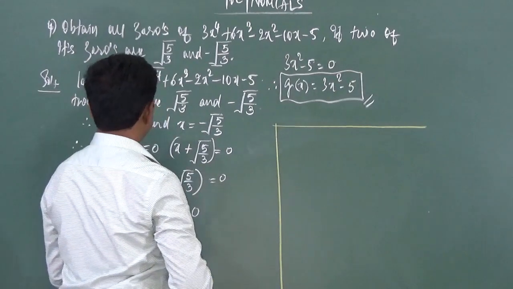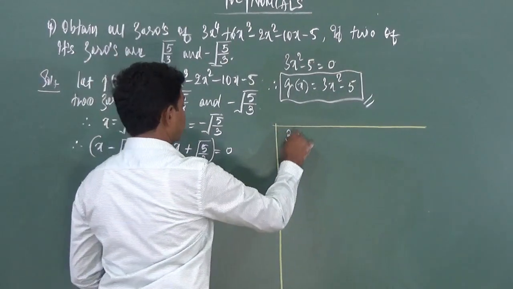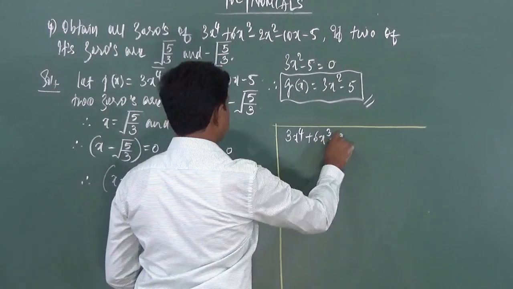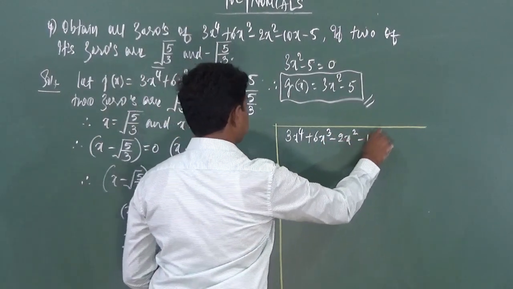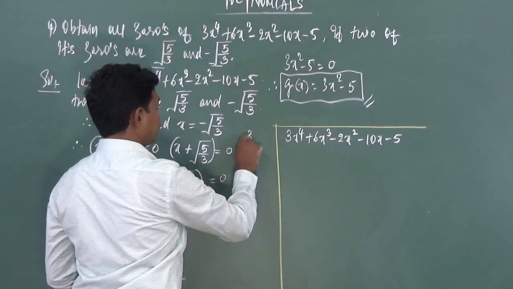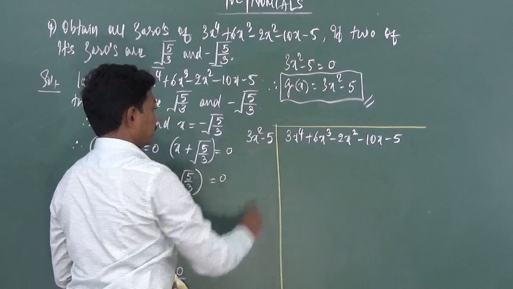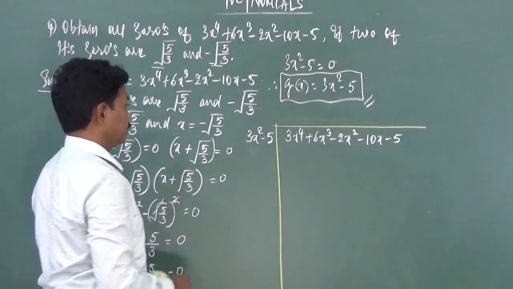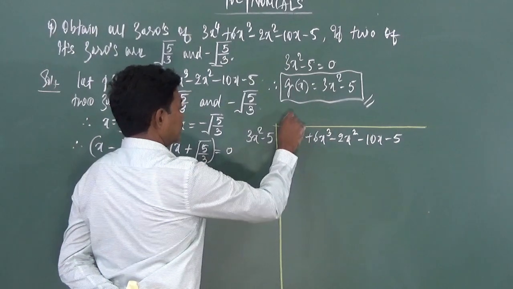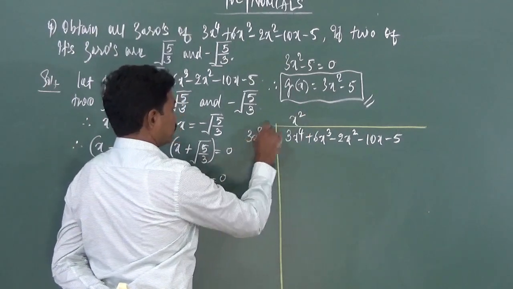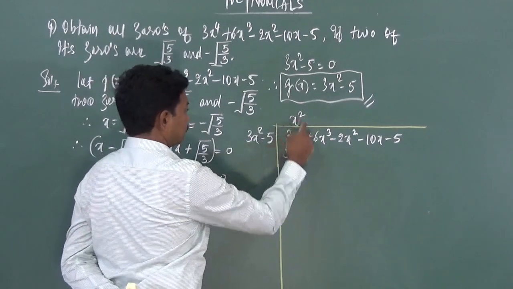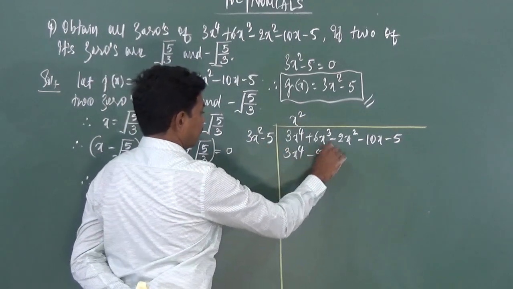So let us write the polynomial, that is 3x to the power 4 plus 6x cube minus 2x square minus 10x minus 5 is the polynomial. So our g of x is 3x square minus 5. So let us start the process of division. So 3x square into what gives you 3x to the power 4? So it is x square. 3x square into x square is 3x to the power 4, minus 5 into x square is minus 5x square.